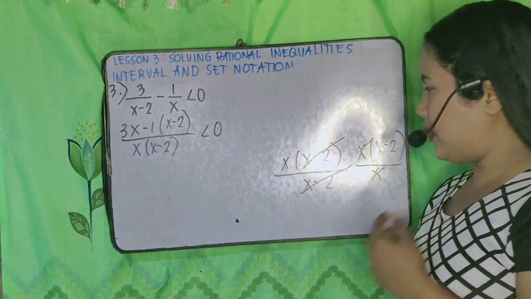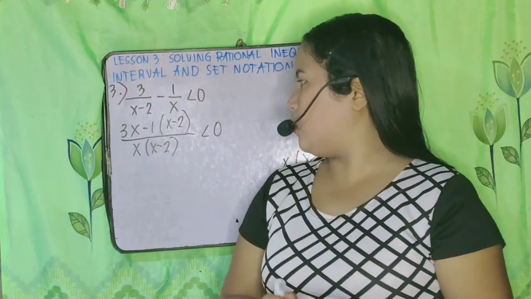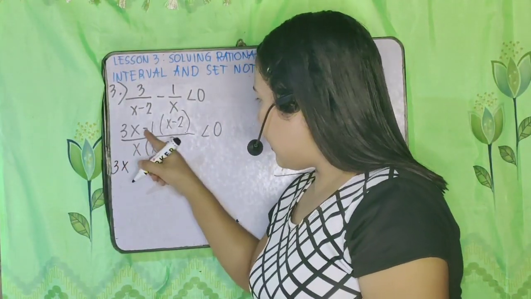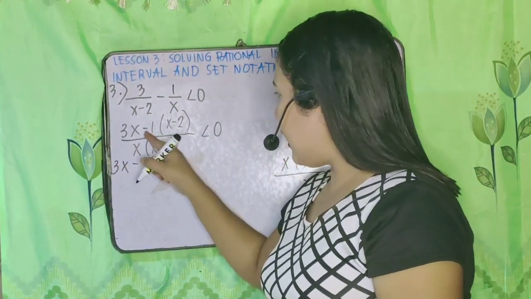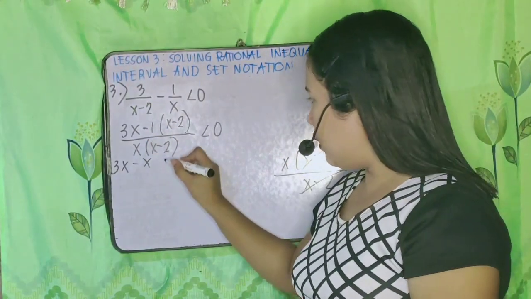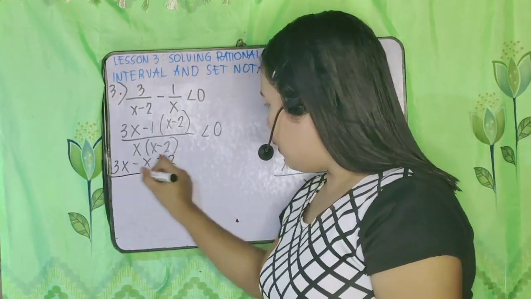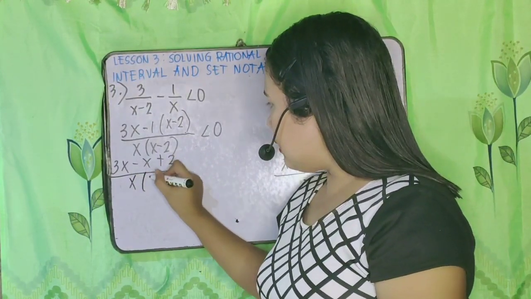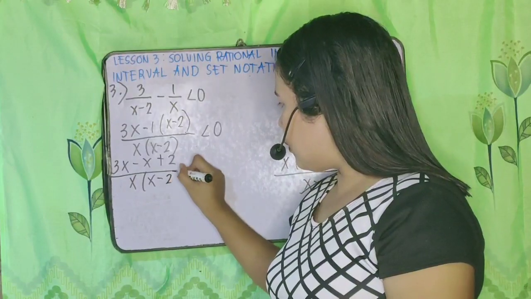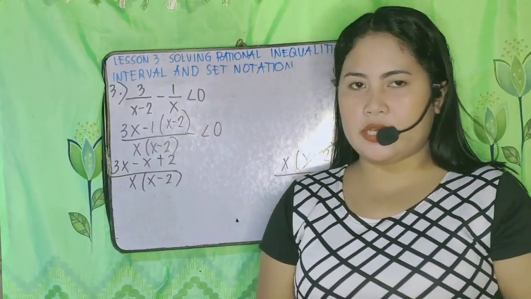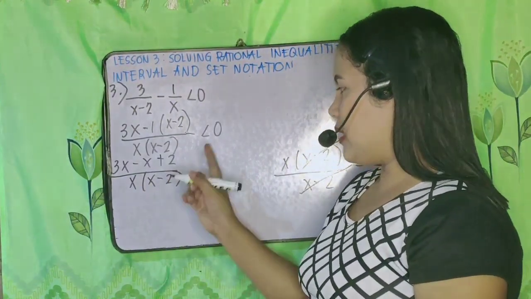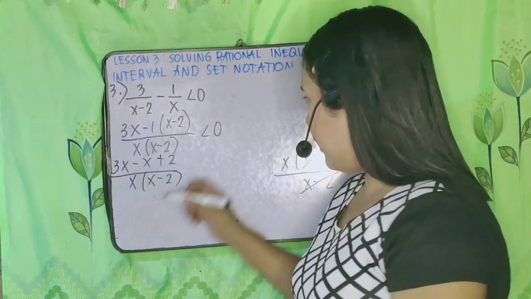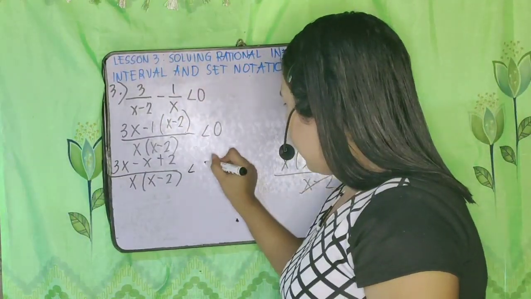Okay? So, our next step is to distribute the negative 1 to the x minus 2. So, copy 3x. Negative 1 times x is negative x. Then, negative 1 times negative 2 is positive 2. Then below, we just copy it: x, then x minus 2. Why can't we simplify or multiply, for example, x times x squared minus 2x? Because it is the LCD, so it can't be solved, okay? So, copy less than 0.